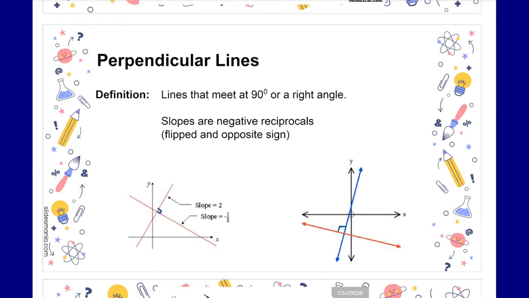Now, again, making the connection to what we know about equations of a line, in this case, slopes are negative reciprocals. What do we mean by that? We mean that the slopes are flipped and have the opposite sign. For example, if one line has a slope of 2, the perpendicular line has a slope of -1/2. The fraction has been flipped and the sign has been changed. That's what we mean when we're referring to negative reciprocals.